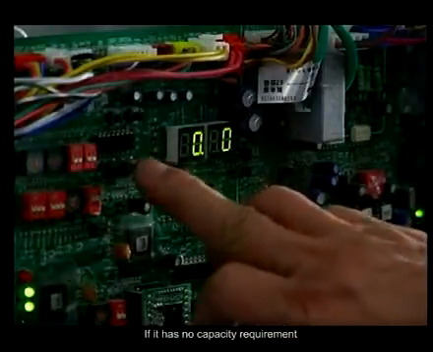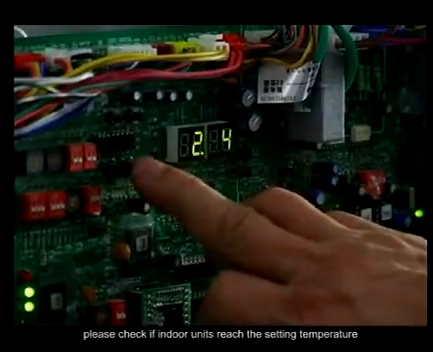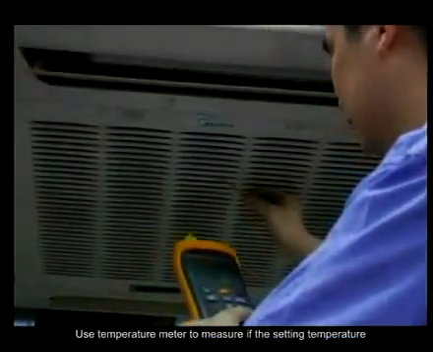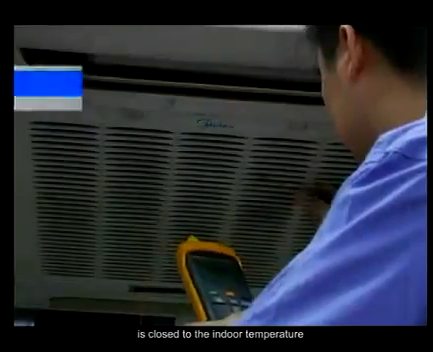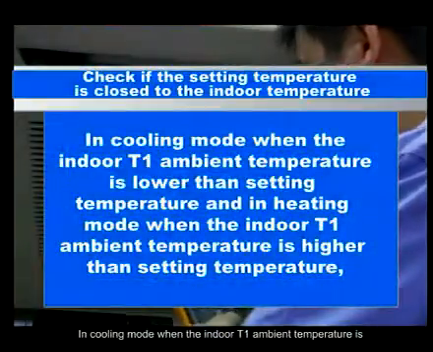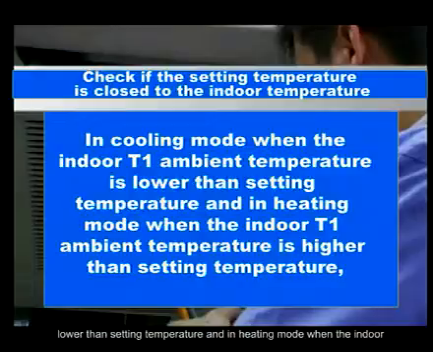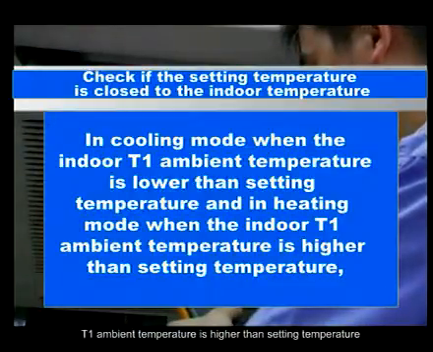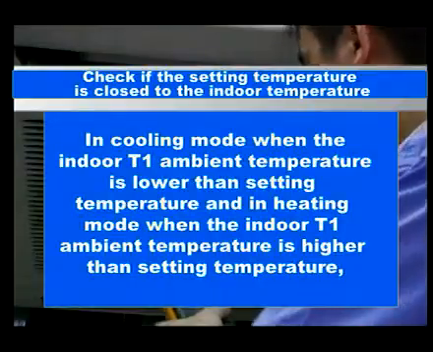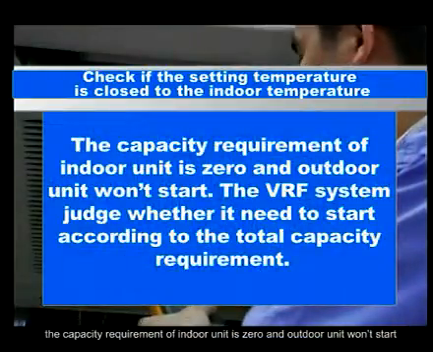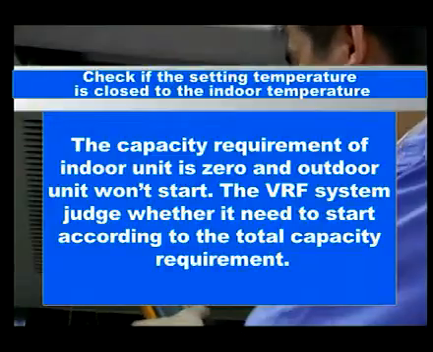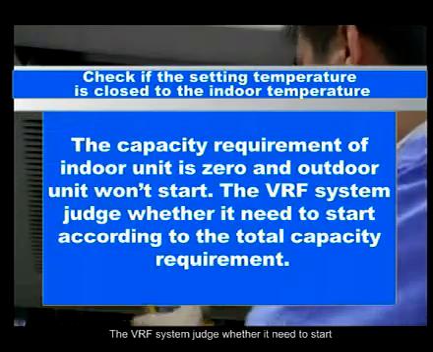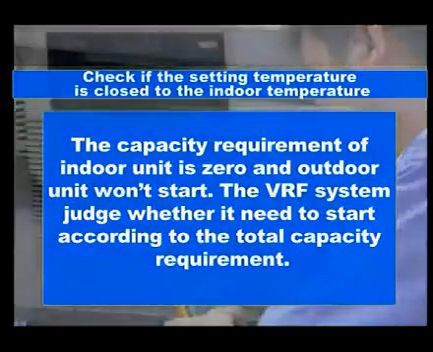If there is no capacity requirement, please check if the indoor units reach the setting temperature. Use a temperature meter to measure if the setting temperature is close to the indoor temperature. In cooling mode, when the indoor T1 ambient temperature is lower than the setting temperature, and in heating mode, when it is higher than the setting temperature, the capacity requirement of the indoor unit is 0, and the outdoor unit won't start. The VRF system judges whether it needs to start according to the total capacity requirement.